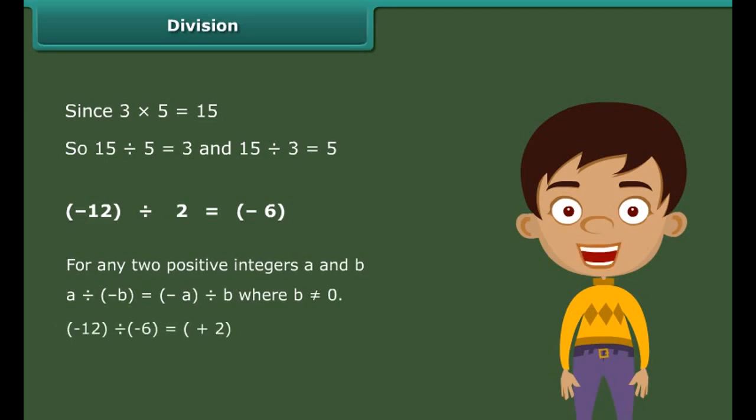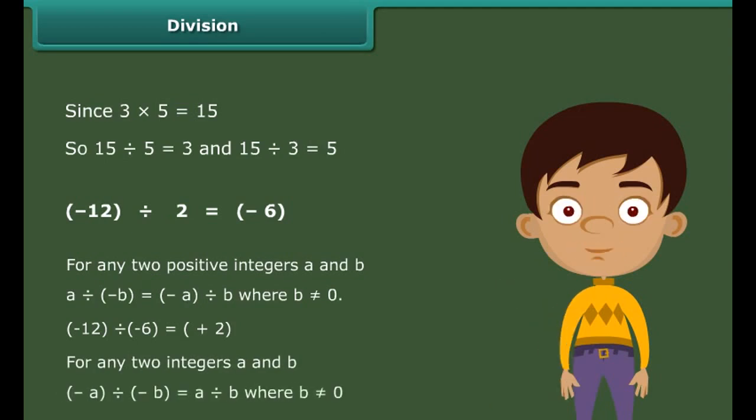When we divide a negative integer by a negative integer, we first divide them as whole numbers and then put a positive sign. In general, for any two integers A and B, minus A divided by minus B is equal to A divided by B, where B is not equal to 0.